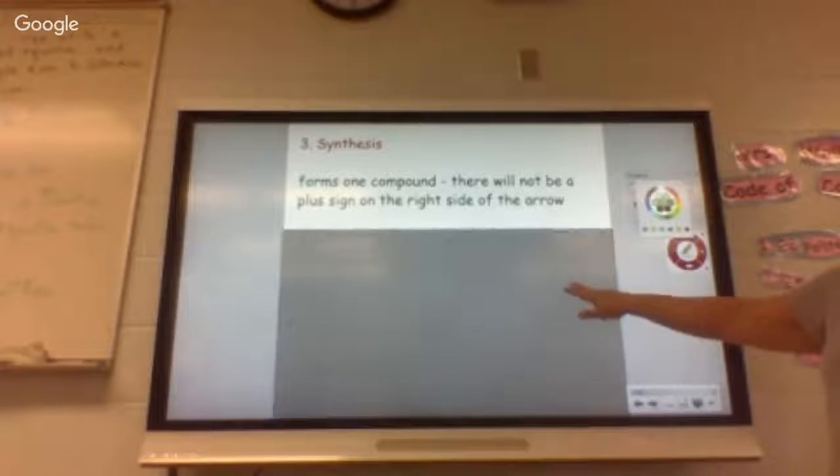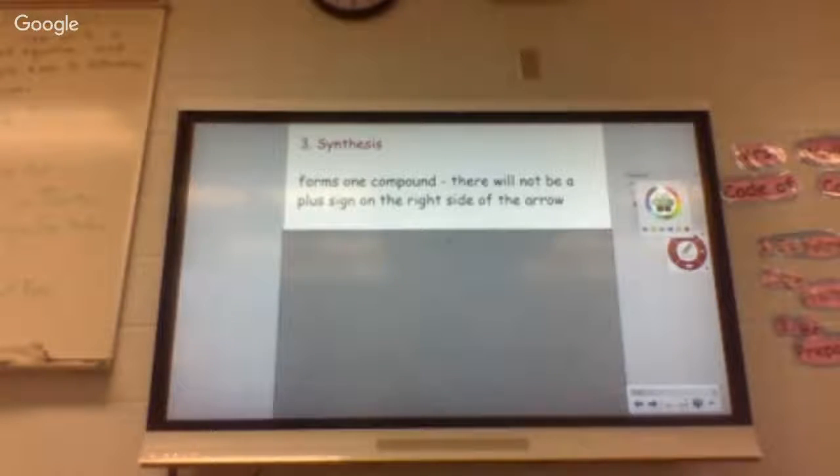All right, synthesis. Synthesis means to form something, right? So you are going to form one compound. The easiest way to recognize synthesis is that there is no plus sign on the right side of the arrow. There will not be a plus sign on the right side of the arrow because you only made one compound.